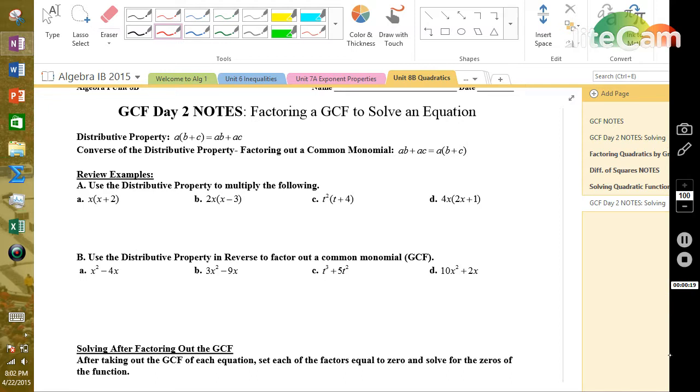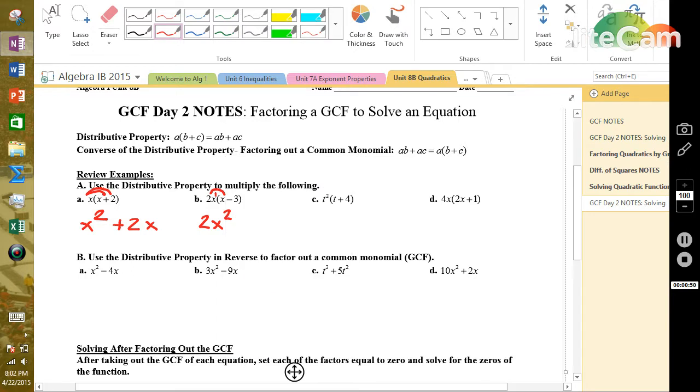So first I'm going to multiply x times x, which gives me x squared. X times 2 would give me a positive 2x. Part B, 2x times x gives me 2x squared. Remember, you're adding the exponents. The 2x has that invisible 1 for an exponent, and the x inside has 1 for an exponent, so we are adding those two exponents. 2x times negative 3 gives us negative 6x.